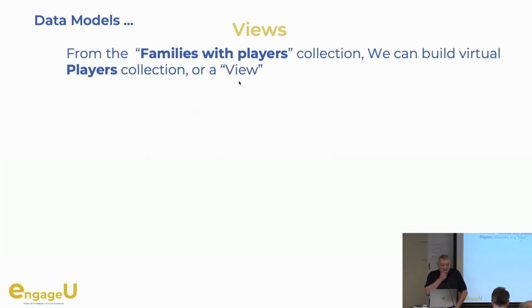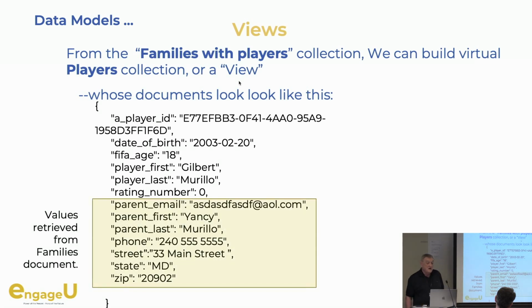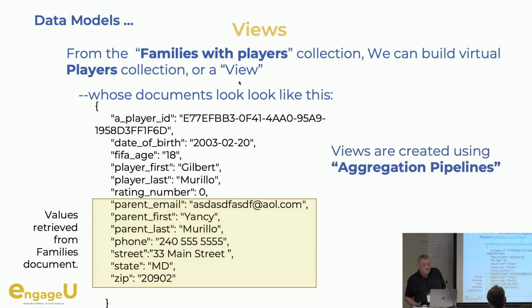Views. From families with players collection, we can build a virtual players collection, or a view, whose documents would look like this. Player information with some data that comes from the family record. And views are created using aggregation pipelines, which are really cool. And they're not that hard to get running once you've worked with them a little bit.